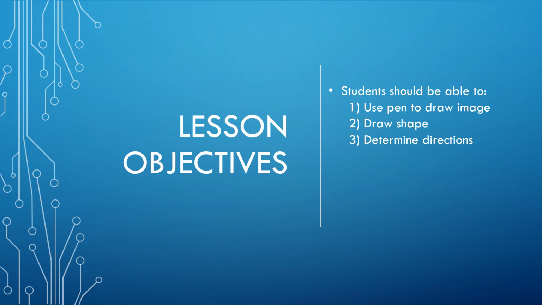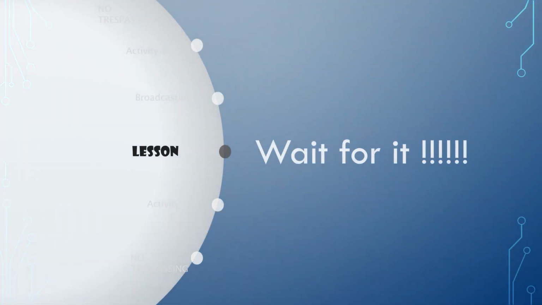Now, the basics: first, you should be able to use a pen to draw or form a line or image. Second, you need to draw shapes. Third, you need to determine the directions.